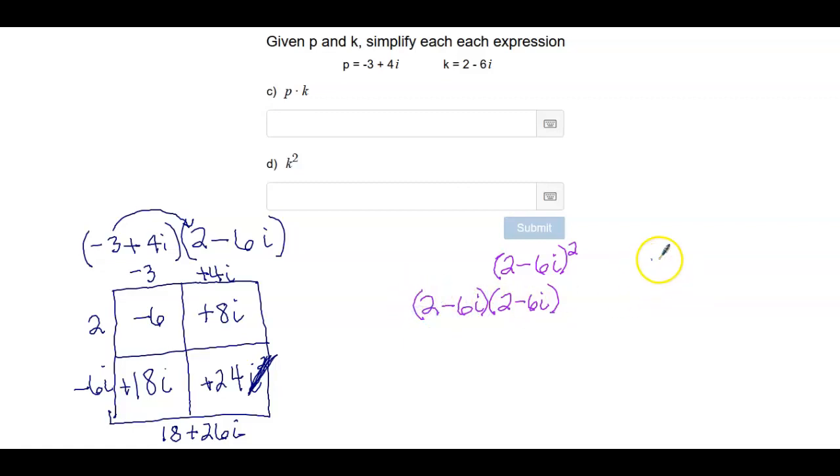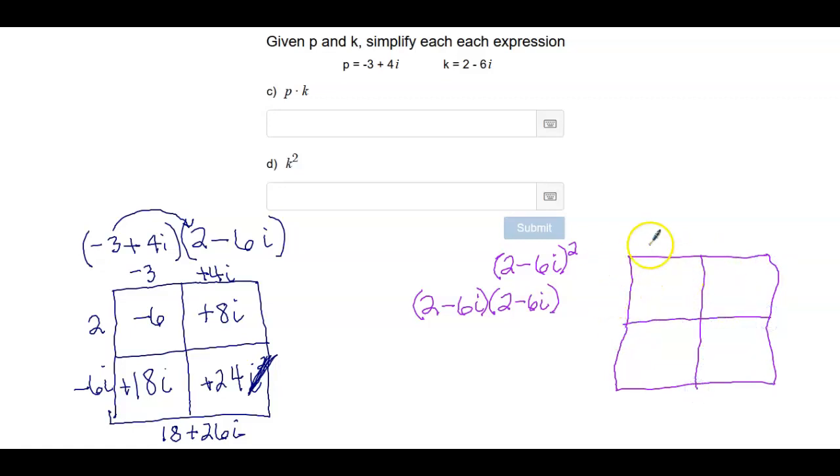And then again, I'm going to use the area model to multiply my two complex numbers. Sorry for the screwy square. You guys love it, I know. Okay, so 2 minus 6i on one, and then 2 minus 6i on the other. 2 times 2 is 4. 2 times -6i is -12i.